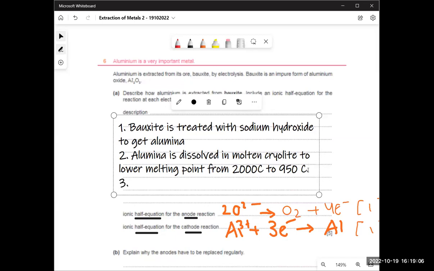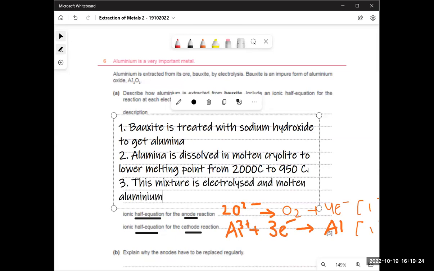Now the third step: this mixture is electrolyzed and molten aluminium is collected. Where is it collected? Cathode or anode? Anode?